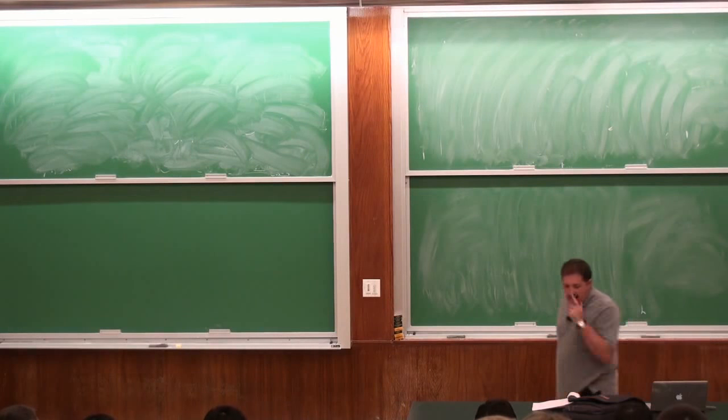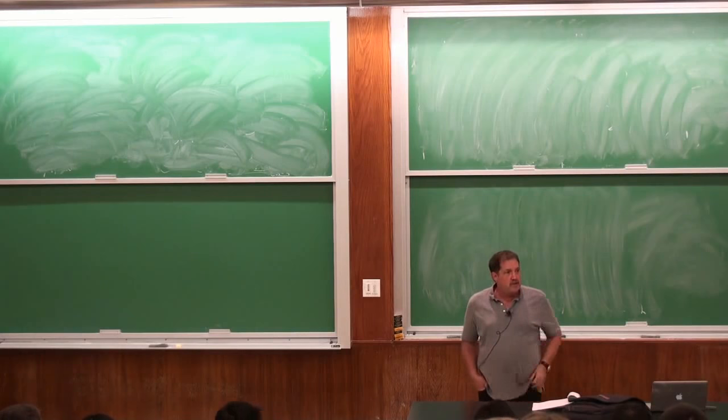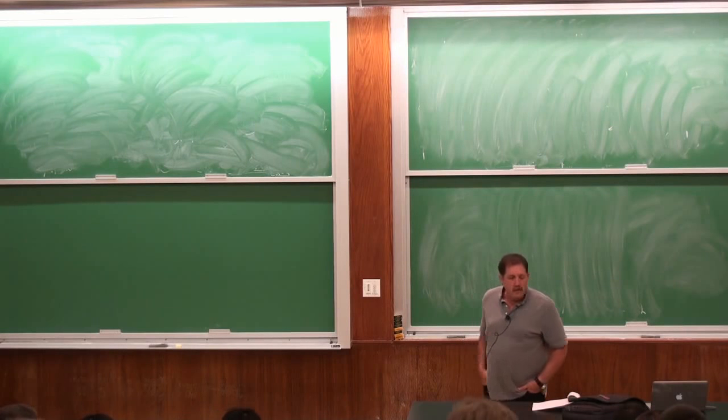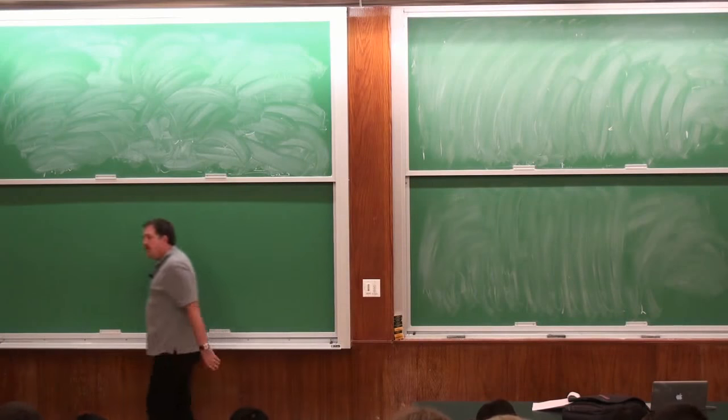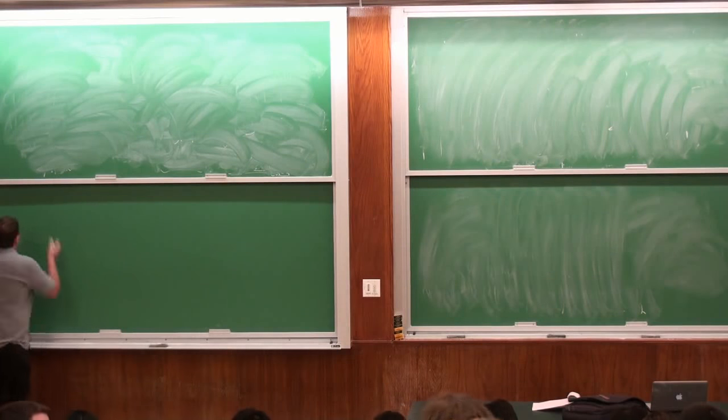So I guess last time we did some partial fractions, but maybe not enough. Is that right? Should I go over some more? Okay, all right. Let me just do a couple of examples. So the situation is where we have something.